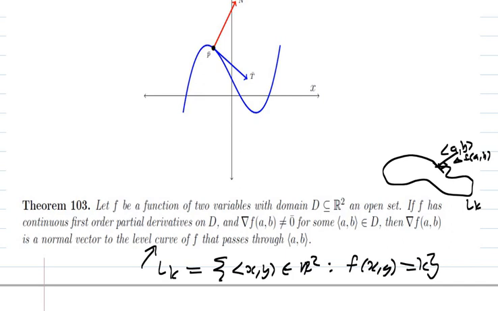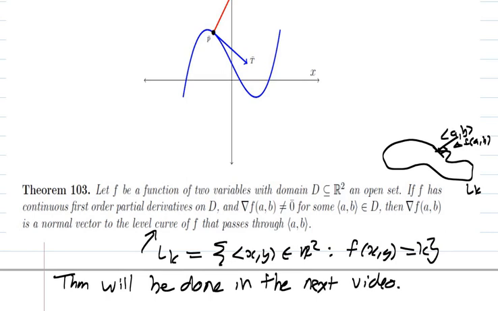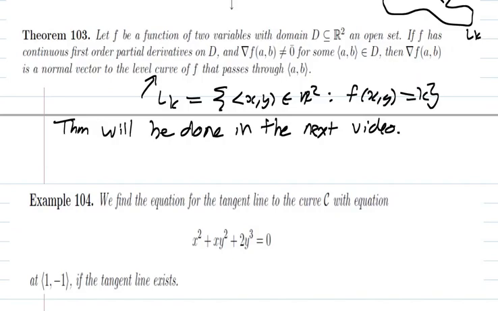Now, the proof of this theorem will be done in the next video, part 2 of this. So please listen to the next video. And what's cool about theorem 103, somewhere I'm going to use the implicit function theorem. So if you've forgotten about the implicit function theorem, please brush up on it before you watch video 2 in this series.